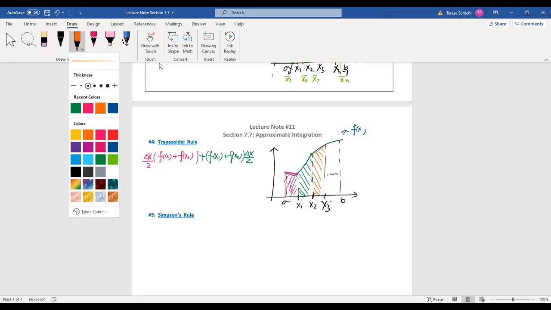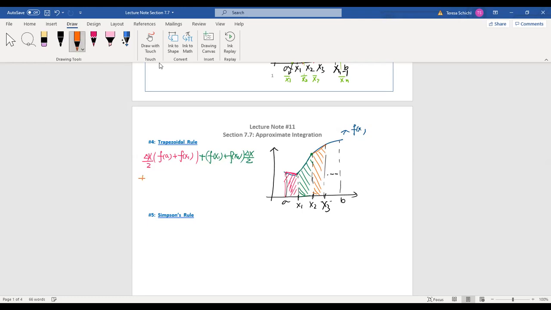The third one, the golden one here, this will be the base one. So it's f of x2 plus f of x3 times the height, which is delta x divided by 2. Then you can continue, depending on how many subintervals you have, how many trapezoids, right? So now if you combine it, the integral from a to b of f of x dx can be approximated by the trapezoid. I use Tn.